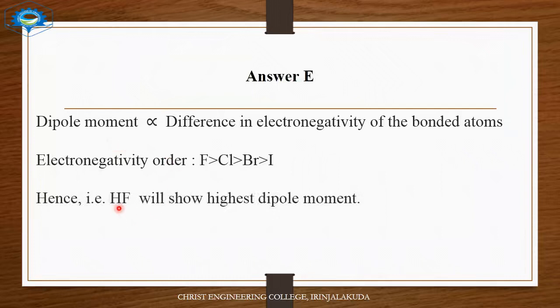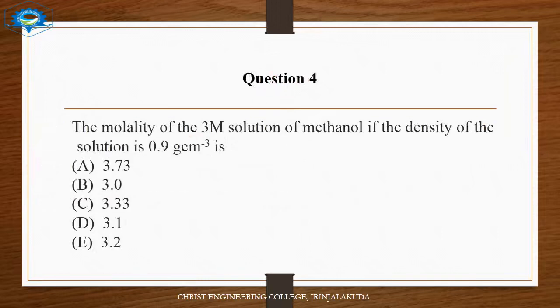So, HF, the bond between hydrogen and fluorine, will show the highest dipole moment because the electronegativity difference between hydrogen and fluorine becomes the highest value. So, HF will show the highest dipole moment, followed by HCl, followed by HBr and HI, and finally we have hydrogen.